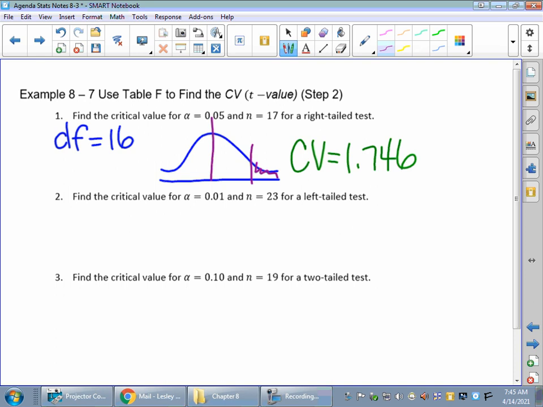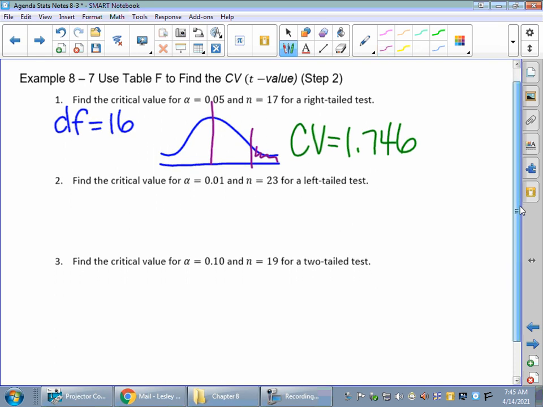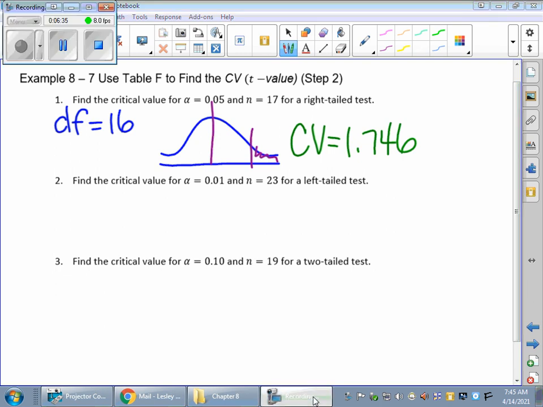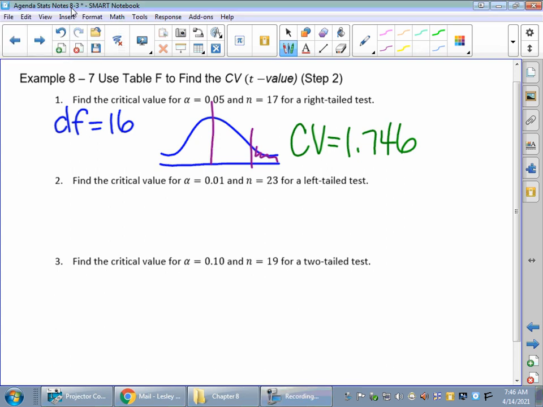Number 2, find the critical value for alpha equals 0.01 and n equals 23 for a left-tailed test. I forgot to mention on number 1, probably should do that first, right? On our t-table, we do have a one-tailed alpha or a two-tailed alpha. You don't have to do any dividing by 2 for our alphas. We just look at the one-tailed. So if our alpha for number 1 is 0.05, you go to the one-tailed 0.05 and then to your degree of freedom of 16, which got us that 1.746.